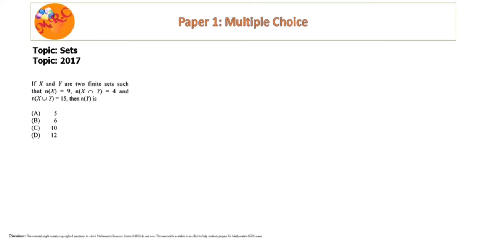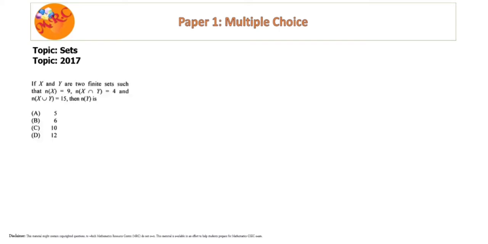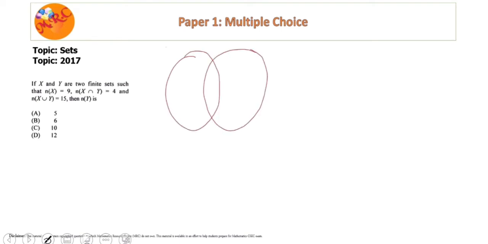If x and y are two finite sets such that the number of elements of x equals 9, the number of elements of x intersect y equals 4, and the number of elements of x union y equals 15, then the number of elements in y is... Let's draw a Venn diagram to represent this information. First, we're going to draw two sets. Here this is x and this is y.